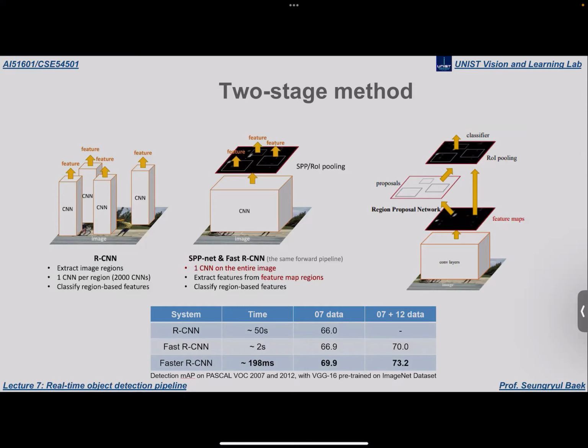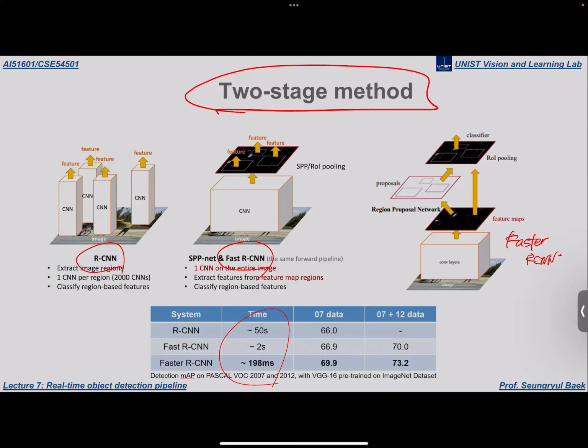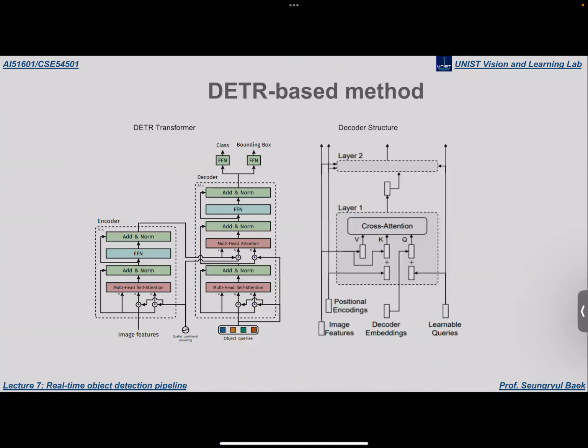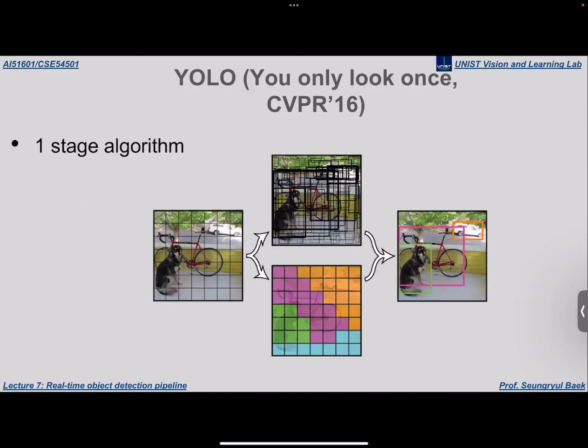So I said we will learn about the real-time object detection pipeline. Okay. So far we learned about the two-stage methods, right? The first was R-CNN, the other was Fast R-CNN, and also we learned about Faster R-CNN. Okay. The time gradually got faster and the accuracy gradually became more robust. Okay. And also we learned about the DETR-based method. Okay. But they are not real time in their speed. Okay.